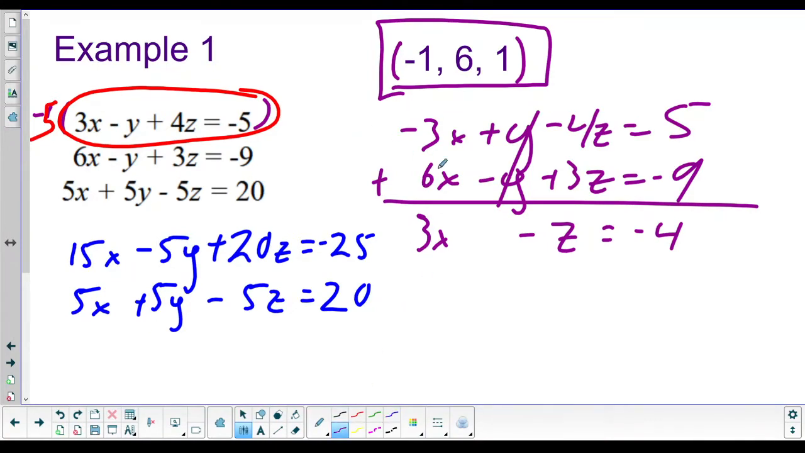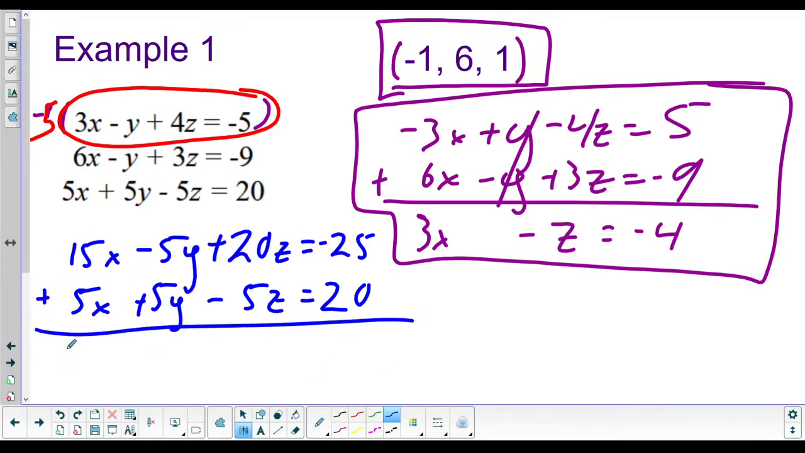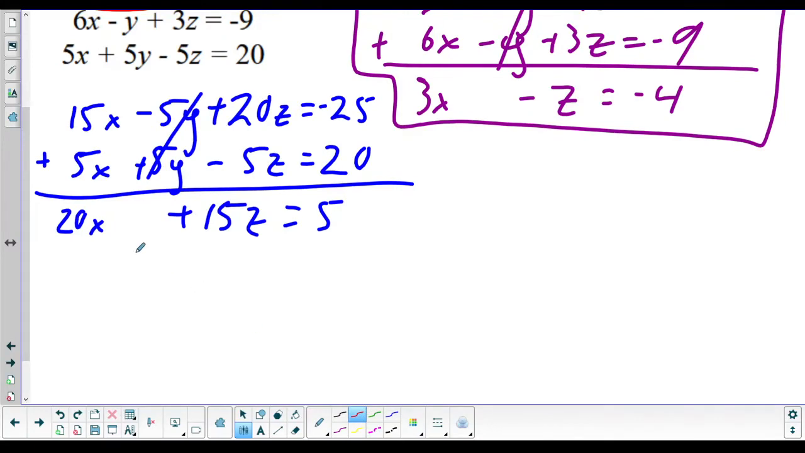All right, so this one, we're just leaving that on the back burner for right now. Cancel this stuff. So 15 plus 5 is 20x. These cancel. This is plus 15z equals 5. All right. So now we have an equation with just x and z, and this is an equation with just x and z. So now we're going to take these 2 equations, and we're going to do elimination one more time to either cancel the x or the z.